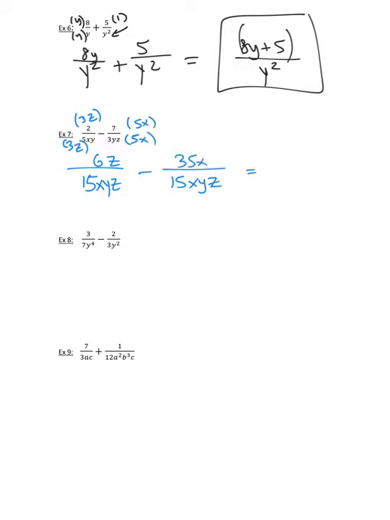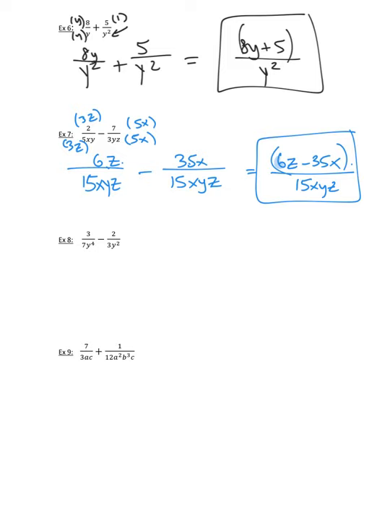So when I subtract, you can't actually subtract these because they're unlike terms. So I end up with positive 6z minus 35x over 15xyz. 6z minus 35x can't be factored. There's no GCF. There's no difference of squares. So these can't be simplified, and that's your final answer.